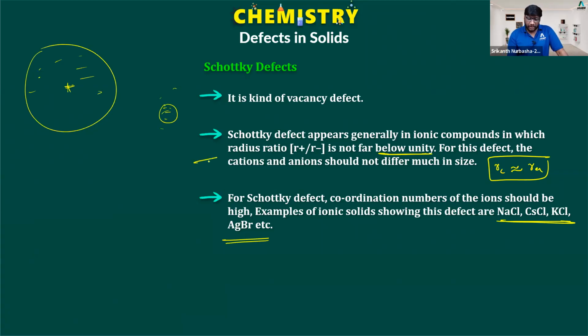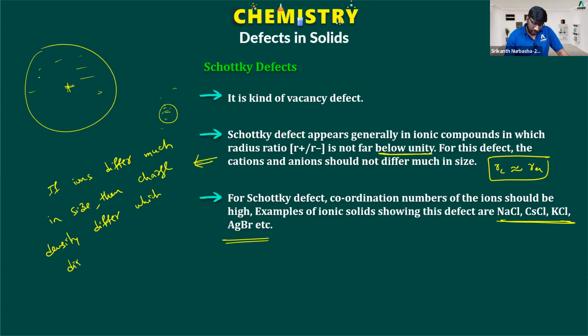Because if the ions differ much in size, the charge density differs, which disturbs the crystal. And the coordination number should be high. For these cases, you can have NaCl, CsCl, KCl, and AgBr as examples.